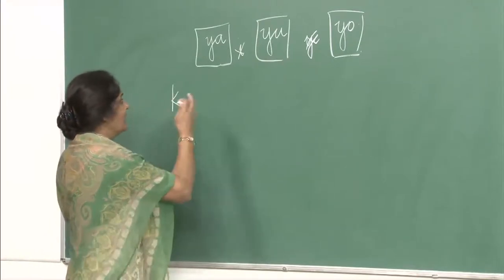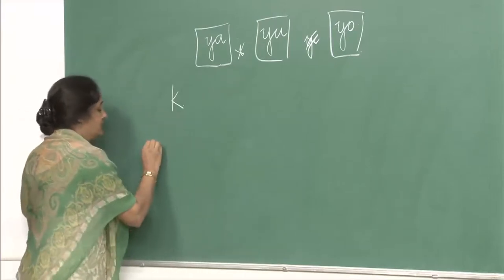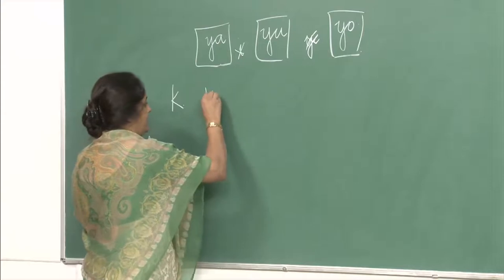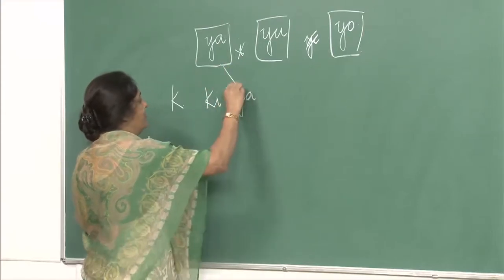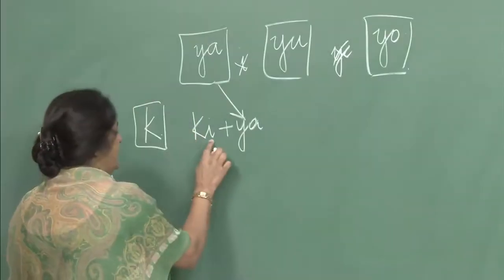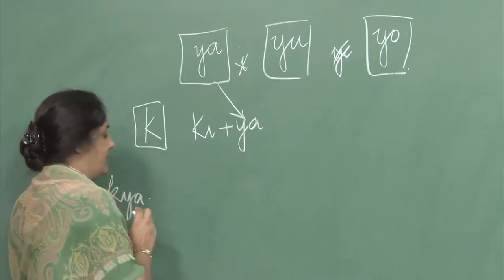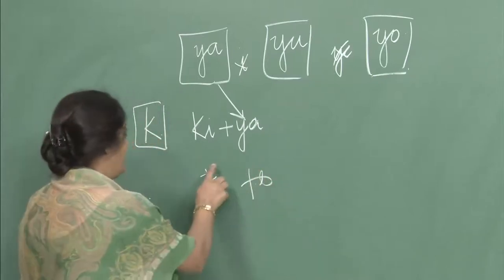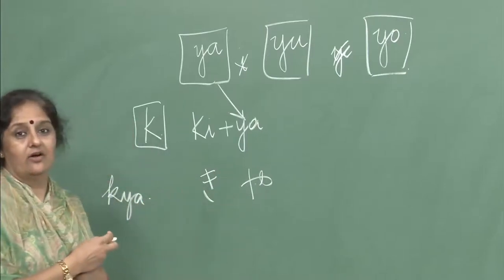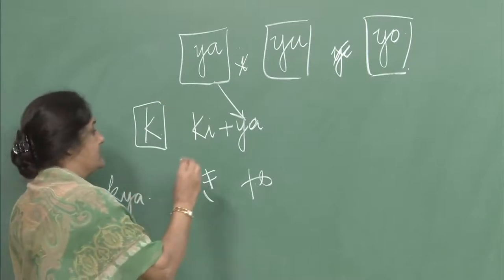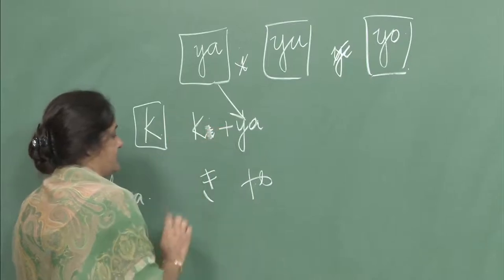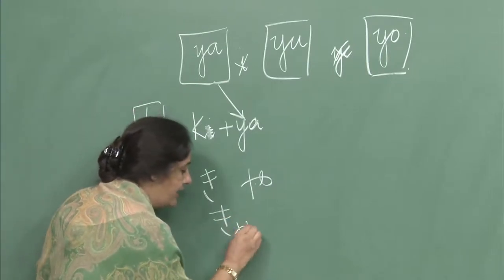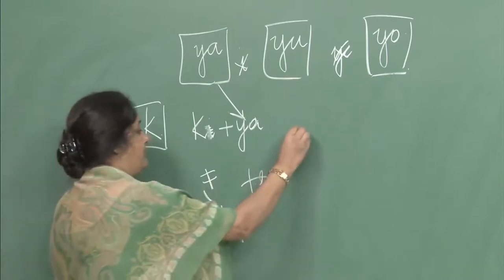So well, how will we make this short sound kya? Now, what happens is ki plus ya. The k sound ki plus ya will make kya. If you do it in hiragana, ki and ya is given. Now, as you cannot cut it or reduce it in any manner, what is done? In Roman, the i part is removed and then you put ya over here, like kya, the short sound kya, k plus ya.